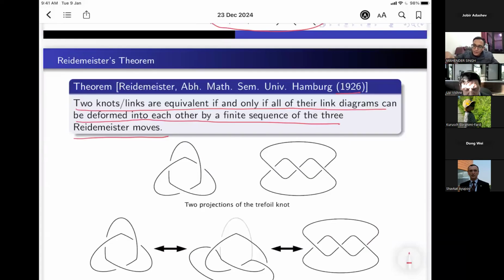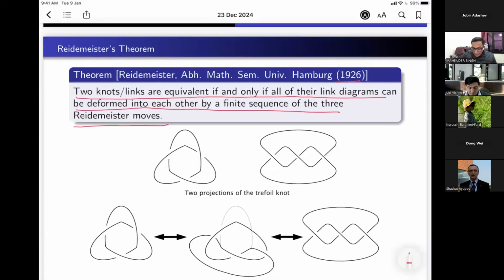And now if you can turn one graph into the other by applying a finite sequence of these three moves, in any combination, you may have a bunch of R1 moves, a bunch of R2 moves, a bunch of R3 moves, you apply any sequence. If you can turn one diagram into the other in a finite sequence, then the knots in three-space are actually the same. They represent the same knot. So the whole three-dimensional study can now be translated completely into planar diagrams.